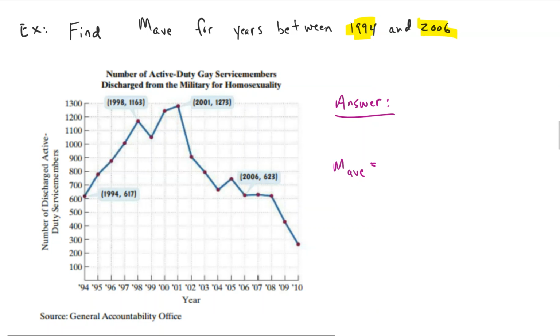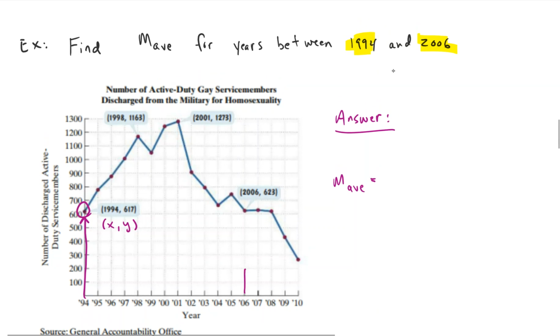1994 and 2006. If we look at our graph, 1994 is right here. So this is the point we're interested in. And we have here an x and a y. And what's the other date? 2006. Where's 2006? Right here. That's the point. And again, we have an x and a y. If we call the 1994 x1 and y1, then this would be x2 and y2.